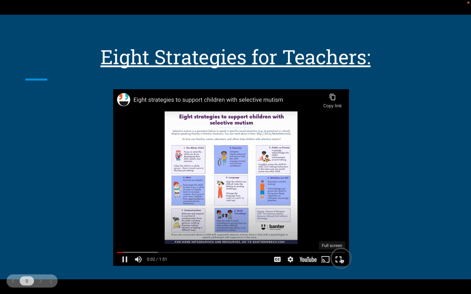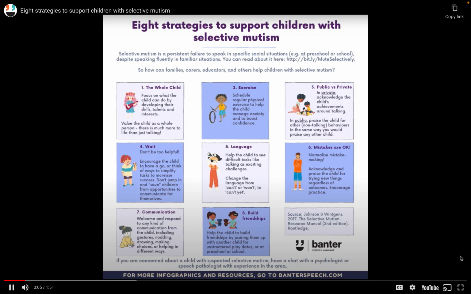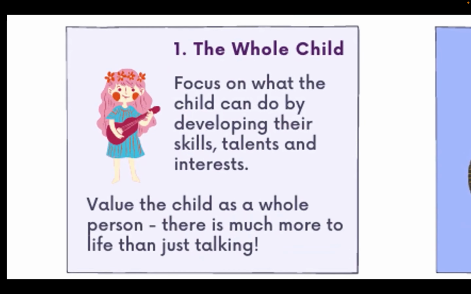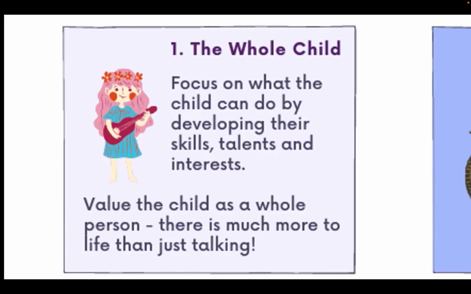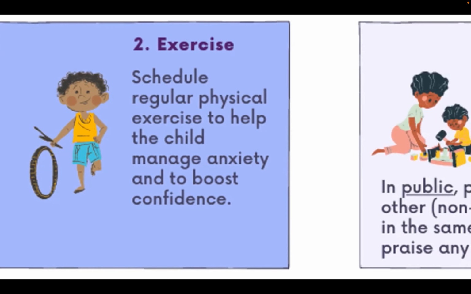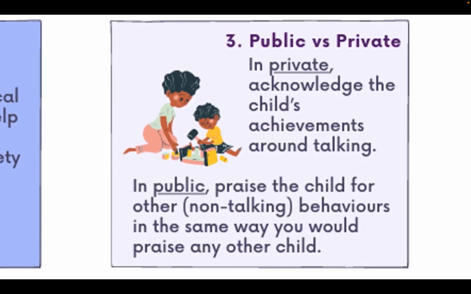8 strategies to support children with selective mutism. 1. Focus on what the child can do by developing their skills, talents, and interests. Value the child as a whole person. There is much more to life than just talking. 2. Schedule regular physical exercise to help the child manage anxiety and to boost confidence. 3. In private, acknowledge the child's achievements around talking. In public, praise the child for other non-talking behaviours in the same way you would praise any other child.